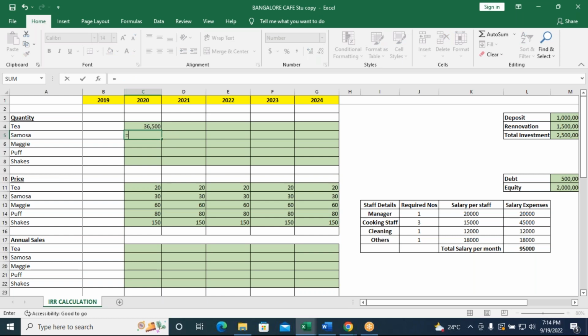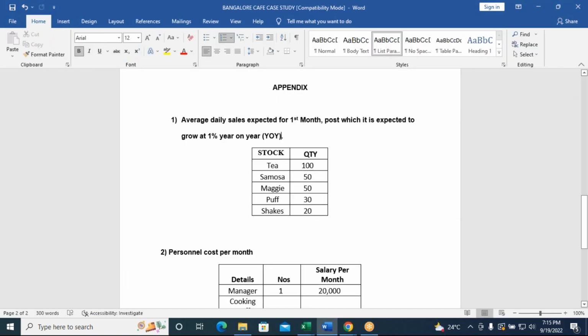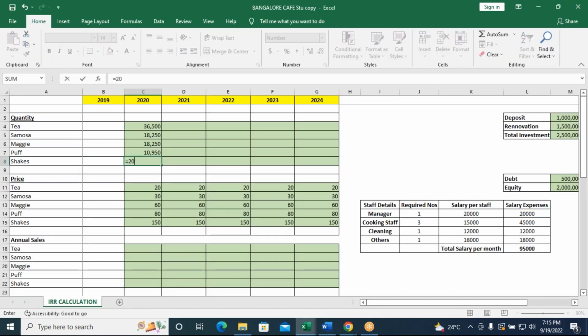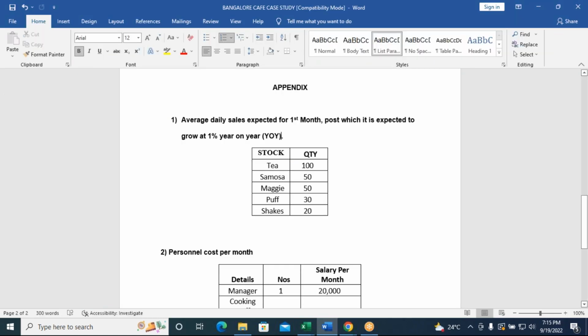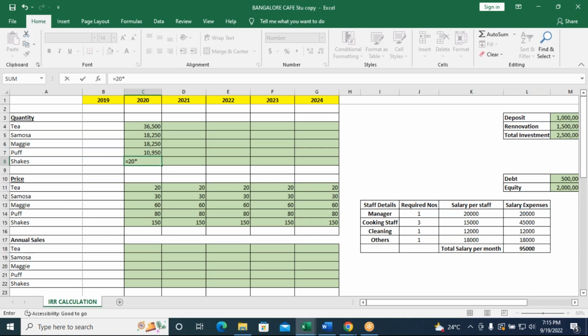Next, samosas are 50, so 50 into 365. Next, Maggie is 50, 50 into 365. Puff will be 30, which is 30 into 365. Then shakes, it is 20 into 365. So, understood with this first year calculation? This is for 1 year.